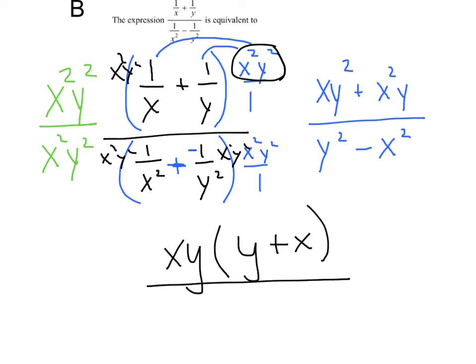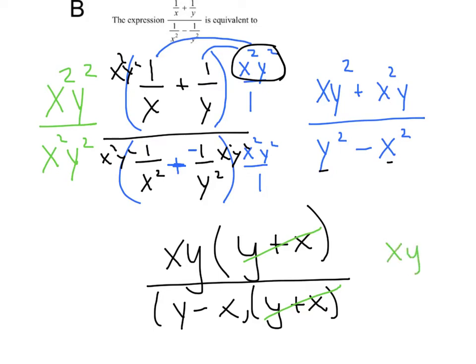On the bottom, I don't have a GCF because nothing in those is the same, so I have the difference of two perfect squares. I have y minus x and y plus x. And then my y plus x's will cancel to an even 1, and I've got x times y divided by y minus x.